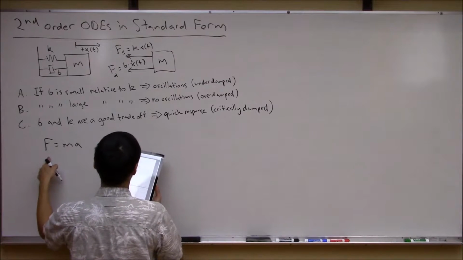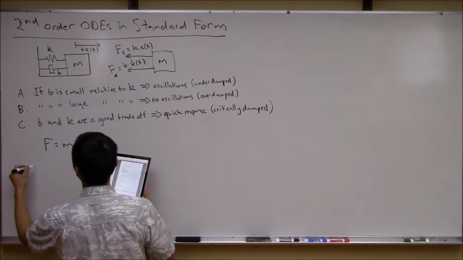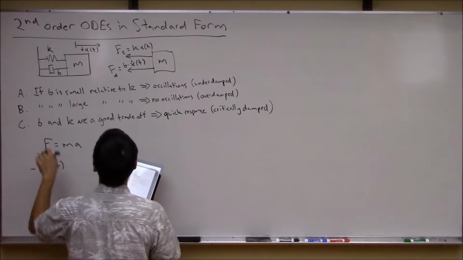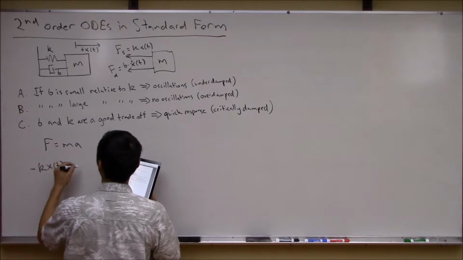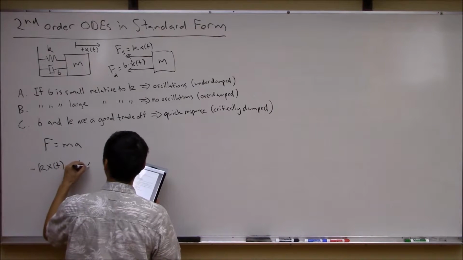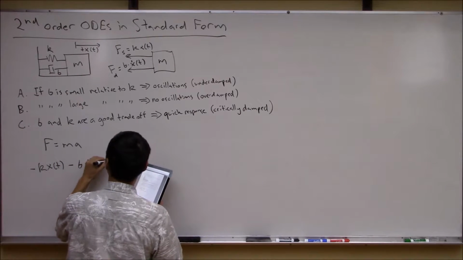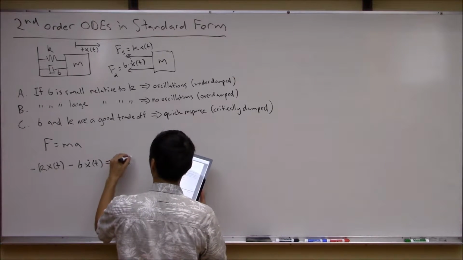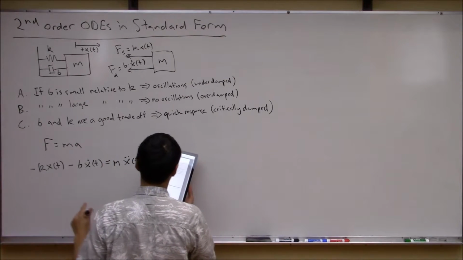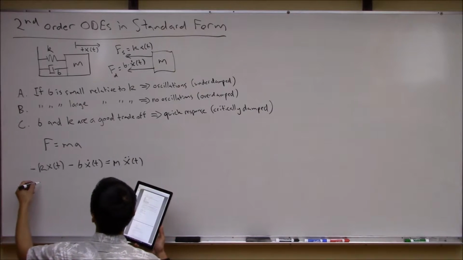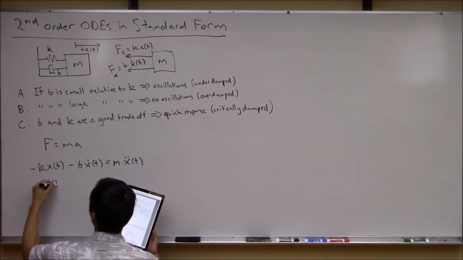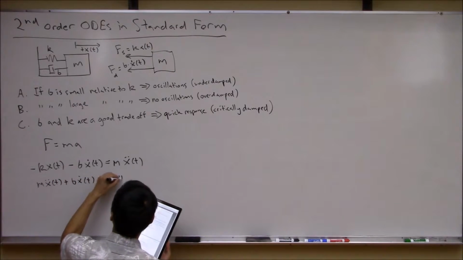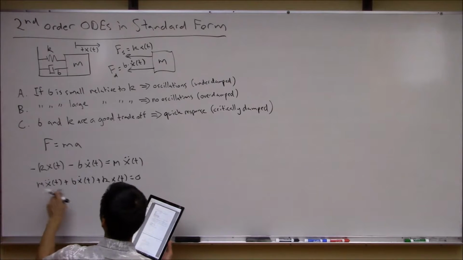So what are all the forces on this? Well, we've got the spring force, which is minus kx, because it's all acting in the negative direction, minus the damper force, which is b x dot, is equal to the mass times the acceleration, which is x double dot of t. Great. So you put this together and get it all on one side: m x double dot of t plus b x dot of t plus k x of t is equal to 0.